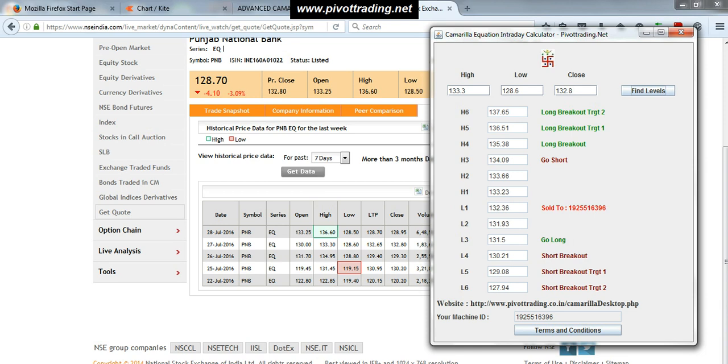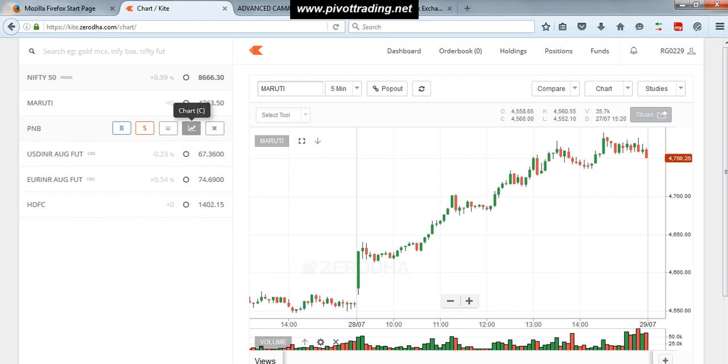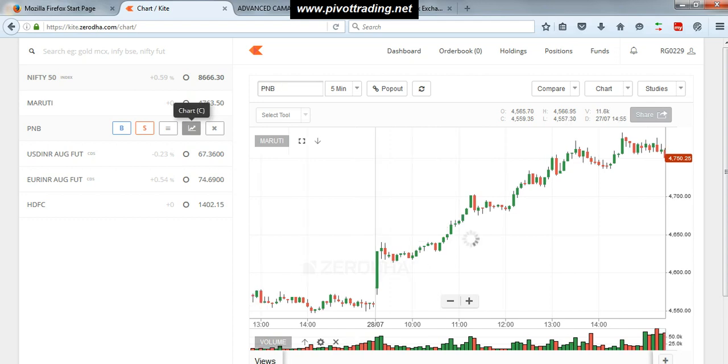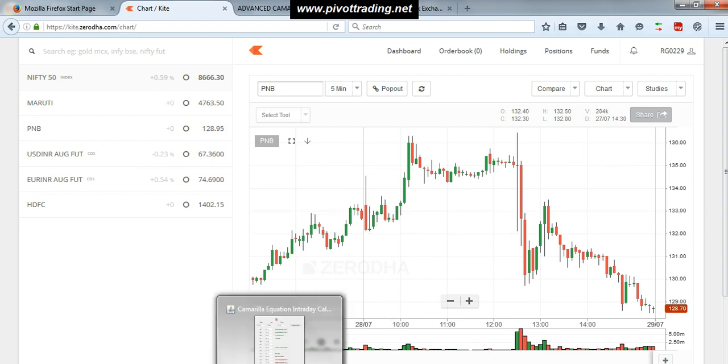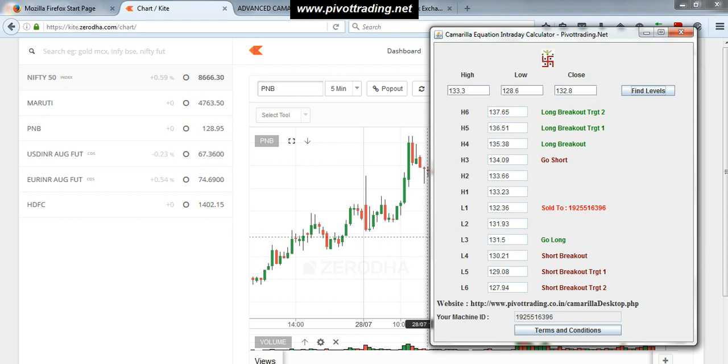Okay, so here we got the levels. Now again we will come to the chart. We will see. So here is the PNB. So as I mentioned, we would look at the price at 9:30. You can see between 9:30 and 9:35, 9:30 and 9:40, the price was somewhere around 132.89 or 132.90.